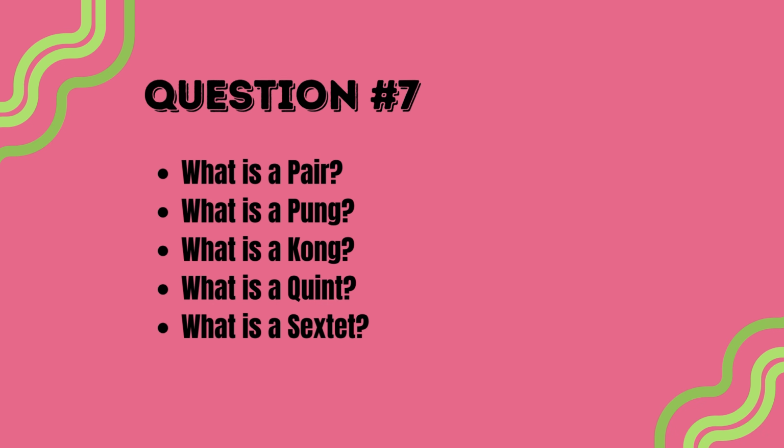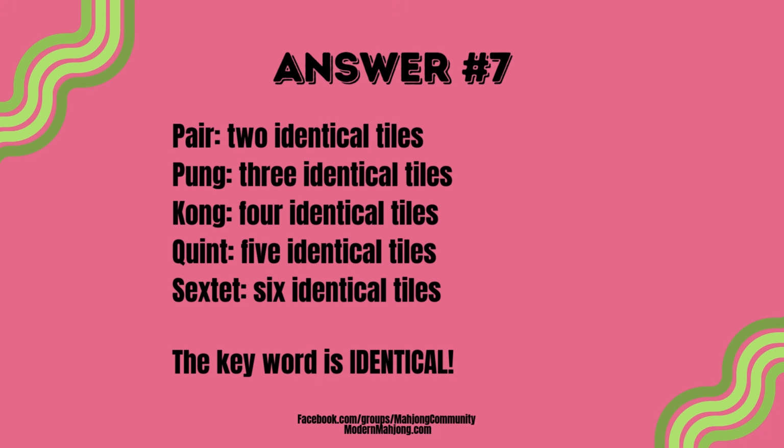Question 7. A single tile is just 1 tile. So moving on from that, what is a pair, a pung, a kong, a quint, and a sextet? So a pair is 2 identical tiles. So if you look at the card and see FF for flower, flower, that's a pair. A pung is 3 identical tiles. If you look at the card and see NNN for 3 norths. A kong is 4 identical tiles, like 4, 4, 4, 4.